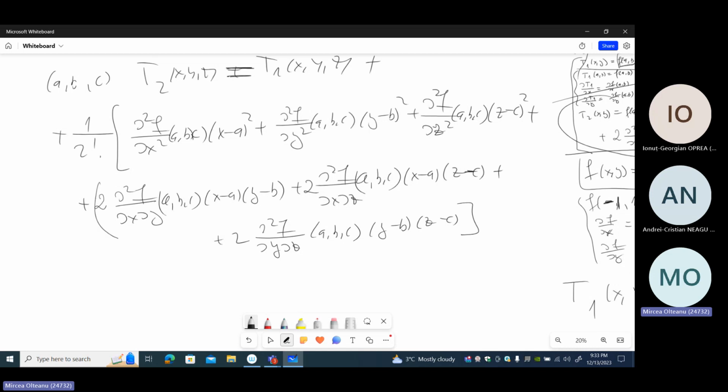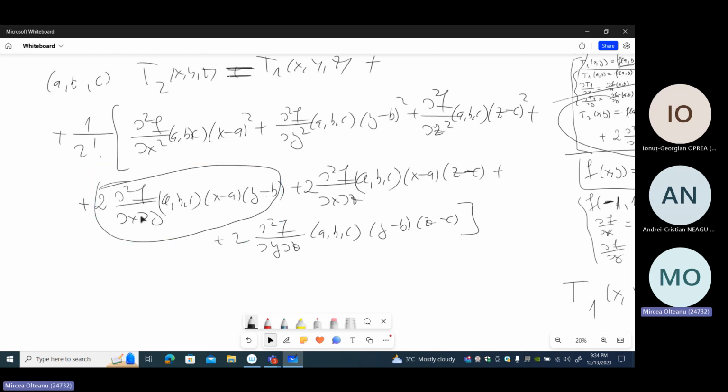Why here we have 2 times? Simply because there is a partial derivative of 2f over dx dy, but there is also another one, 2f over dy dx, and they are equal. So there will be 2 times, and the multiplication (x minus a) times (y minus b) is anyway commutative. So there are 2 equal terms, and so on for the others.